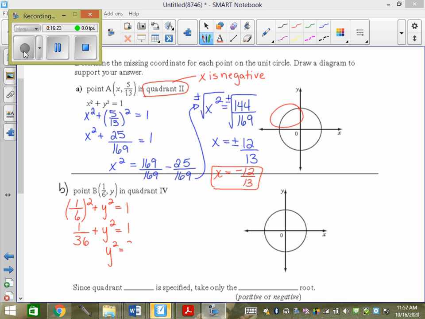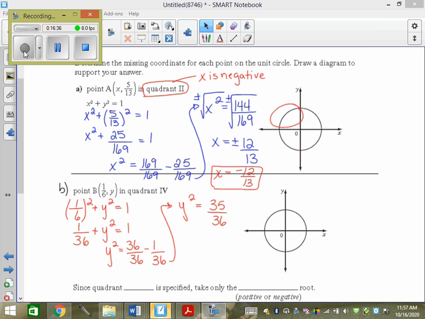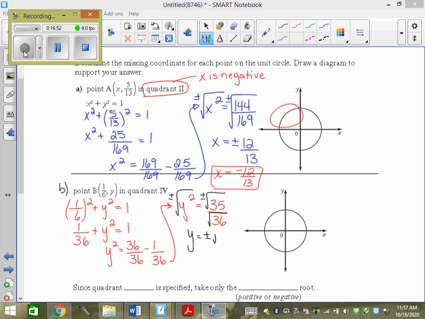Y squared, the 1 is going to turn to 36 over 36. So I have a common denominator. Y squared equals 35 over 36, and this is the case of when I take the square root on both sides, I can split it. The reason why I'm going to split it, you only write the plus or minus once, you don't write it on both of them, right? The reason why I'm going to split it is because 36 is a perfect square. So I'm going to get plus or minus root 35 over 6.